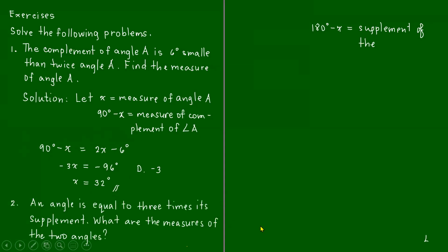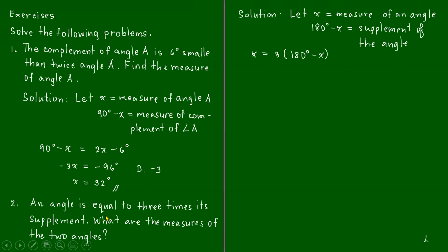So let us have the second one. An angle is equal to 3 times its supplement. What are the measures of the two angles? So we have x to represent the unknown angle. Now, what about its supplement? The supplement of that unknown angle, which is represented by x, is 180 degrees minus x. That's the supplement of the unknown angle x.